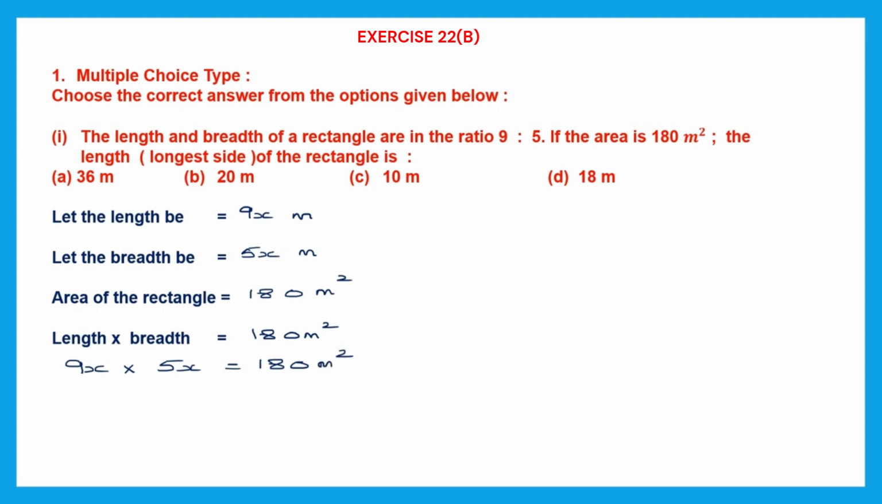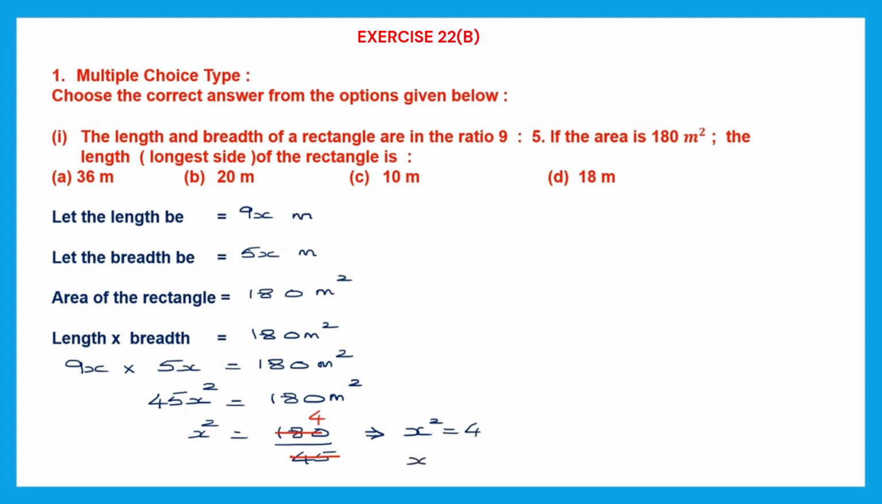So here 9 into 5, let's multiply the numbers. So that is 45. 9 5s are 45. x into x is x square is equal to 180 meters square. So to find x square, we say 180 divided by 45. So this is the first thing we need to do. Now if we cancel this, 45 into 4 will give us 180. That means x square is equal to 4.